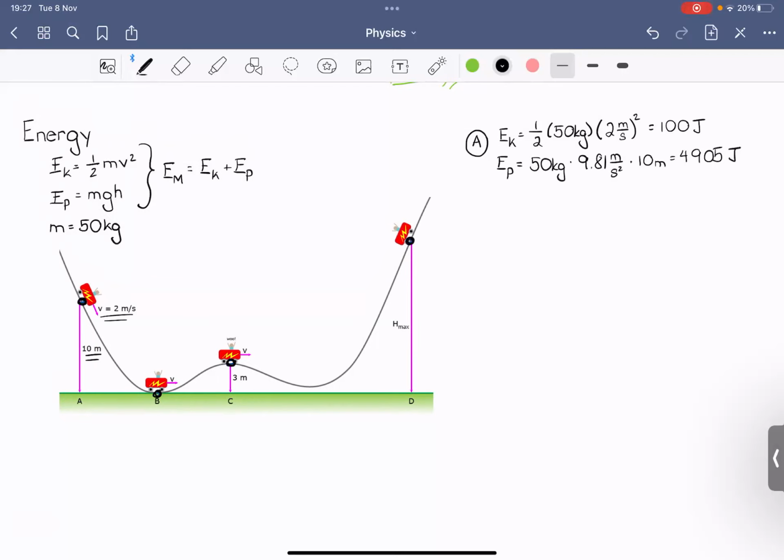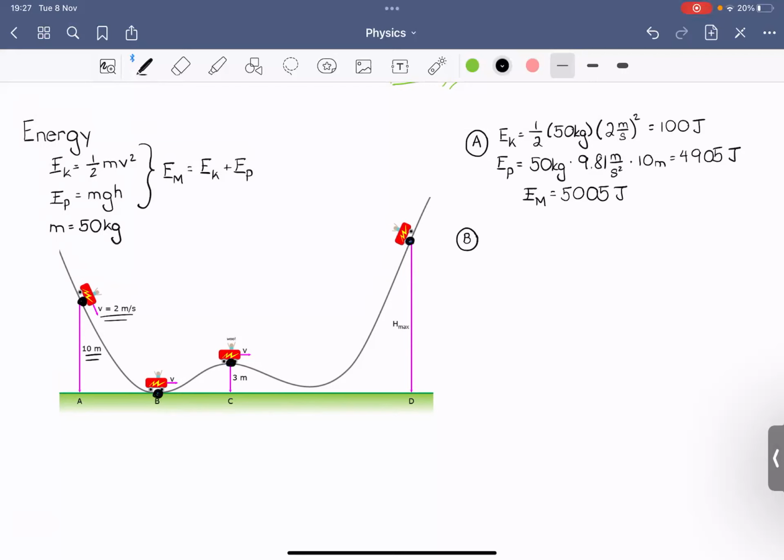All right. So now we have both of our energies. With that information, we can get our mechanical energy, which would be 4,905 plus 100, which is 5,005 joules. Okay? Now we got all that information from the very first point. But with that information, we're going to be able to get everything else.